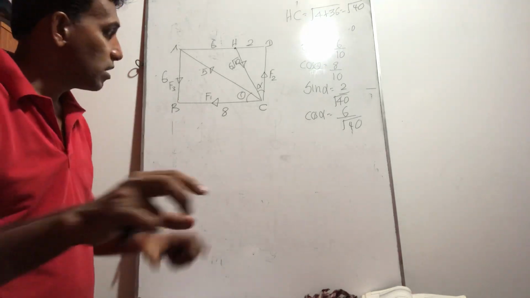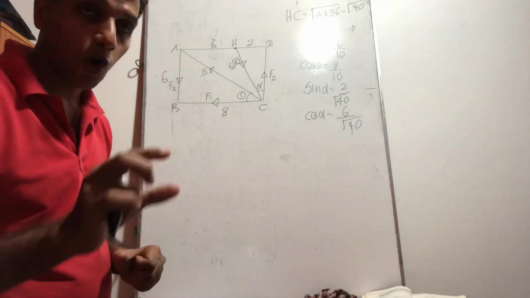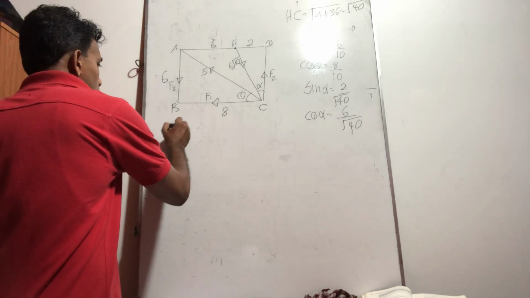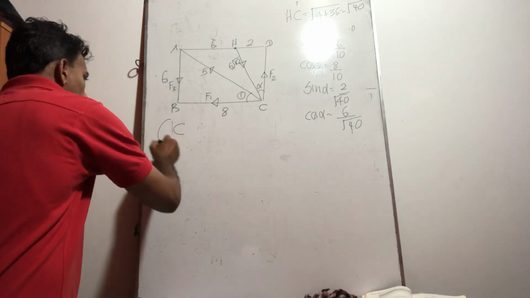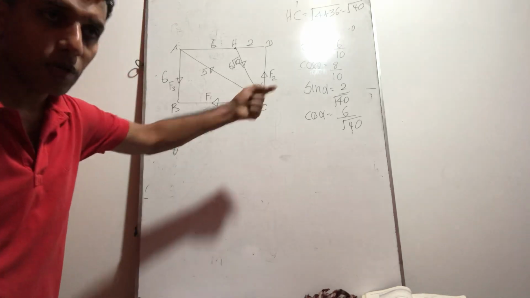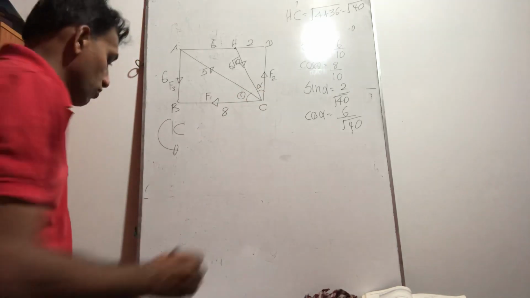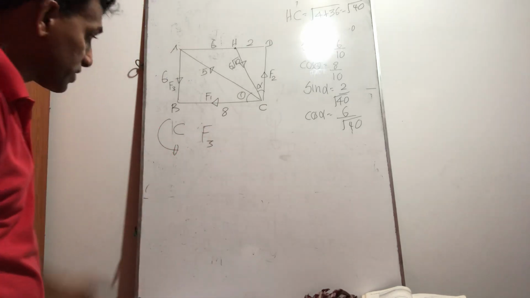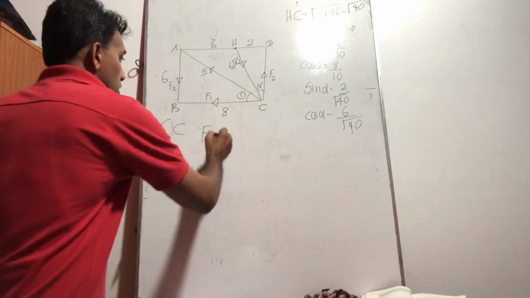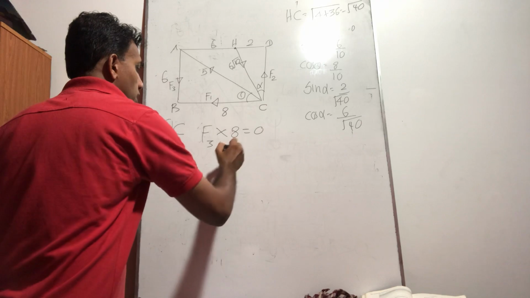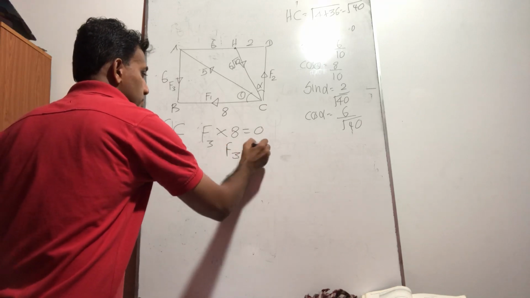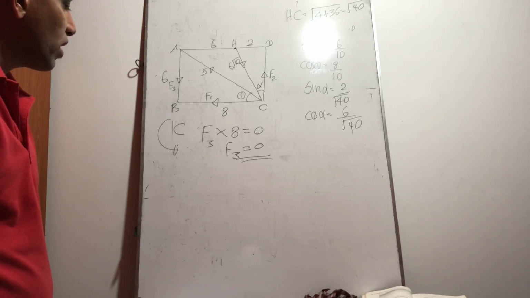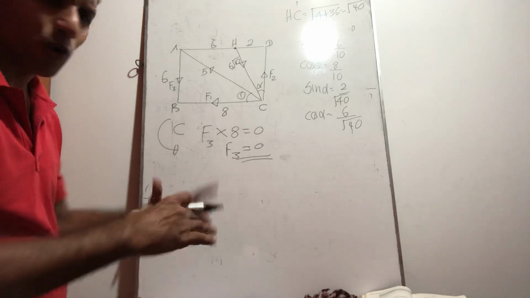So you can write the sentence: for the system, take moments about C. The moment means force into distance. So force is F3, distance 8, equal to 0. Therefore F3 is 0. Check your answer: F3 is null, no F3, F3 is 0. Next we find F1 and F2 by resolving, also easy.